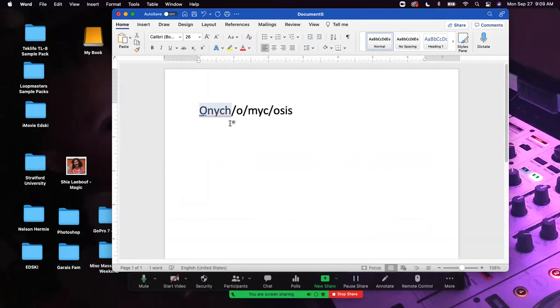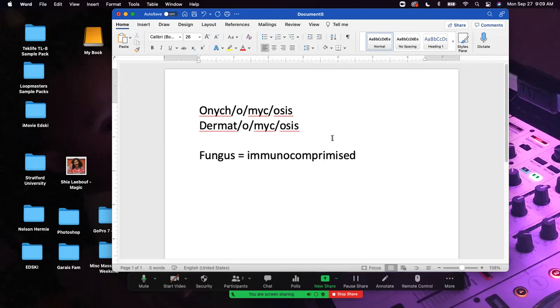So onycho means nails. So if I had onychomycosis, that is something more specific. I have a fungal infection in my nails. Very common if you go to a sketchy nail place. And dermatomycosis, abnormal condition of skin fungus. Now, a lot of times in medical, when we think fungus, I think my patient's immunocompromised somehow, because fungus doesn't usually grow. And if your immune system is down, then they start growing out of hand.